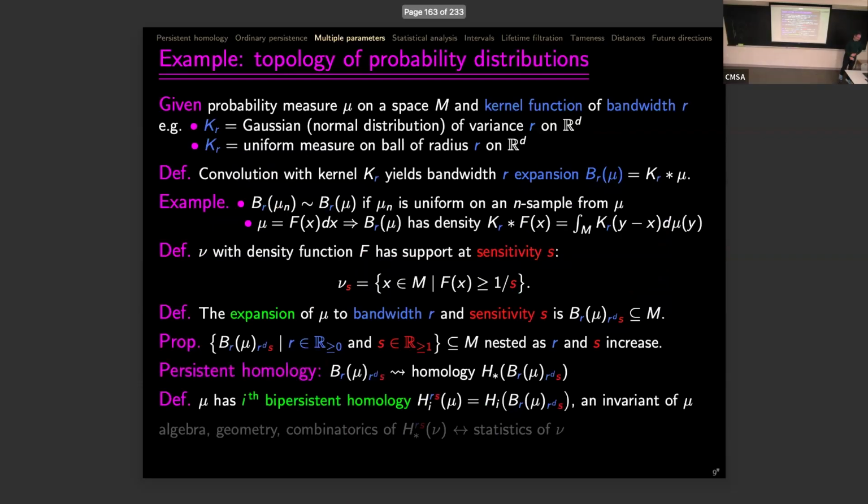Yeah, 10 minutes. Okay. So persistent homology is a nice summary. The bipersistent homology of a probability distribution gives you a summary of the distribution, and the algebra and the geometry of the combinatorics of this summary tell you about the statistics of the distribution that you start from. Yeah, that's the idea.